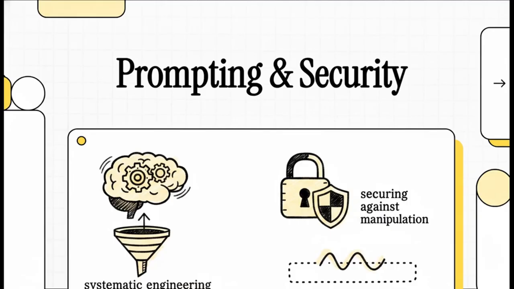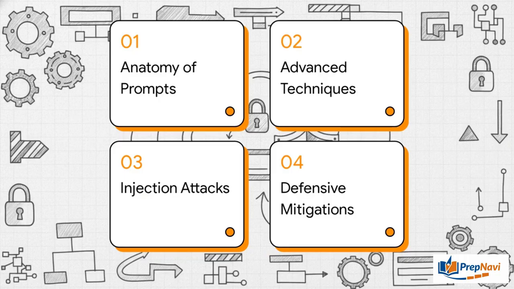Welcome to this explainer. If you're gearing up for the Cisco AI Technical Practitioner certification, specifically Section 2.0 of the 810-110 exam, you are in exactly the right spot. We aren't just chatting with AI today, we're talking about systematically engineering its behavior and, crucially, locking it down against malicious attacks. So here's our game plan for today.